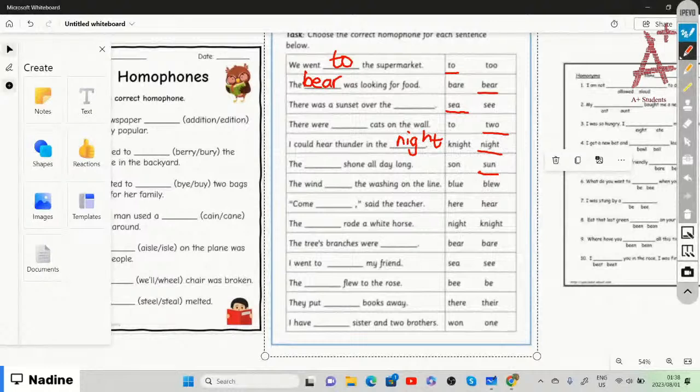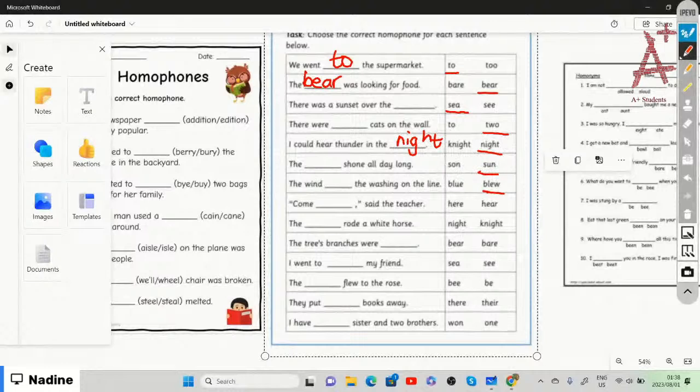The wind blew the washing on the line. Is it blue, B-L-U-E, or blew, B-L-E-W? The first one shows a color, the second one is the past tense of blow. So we will choose blew. The wind blew the washing on the line.